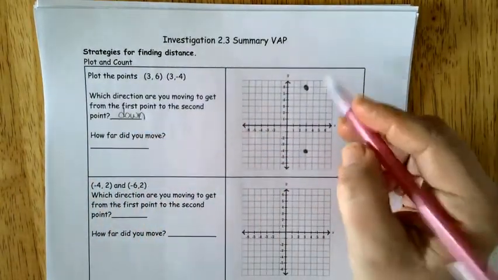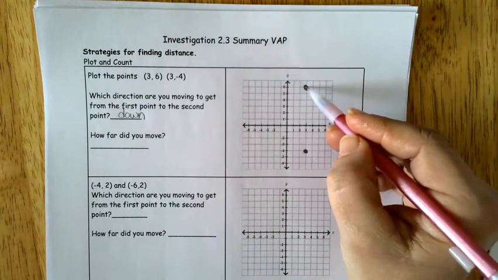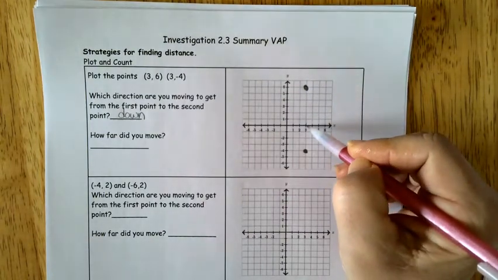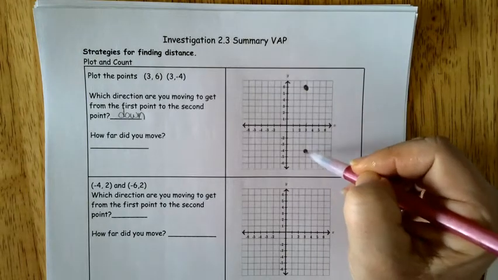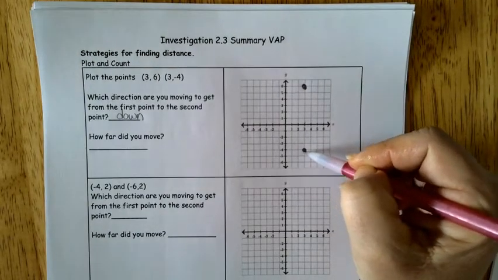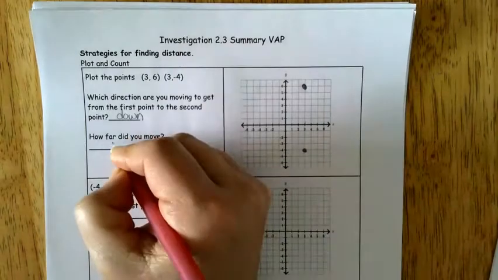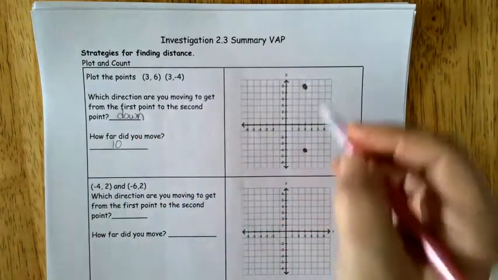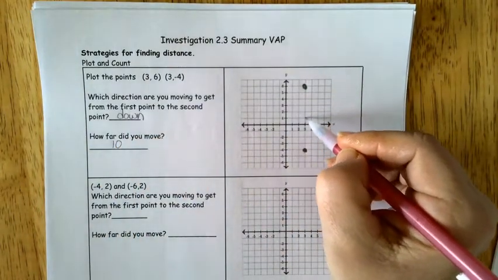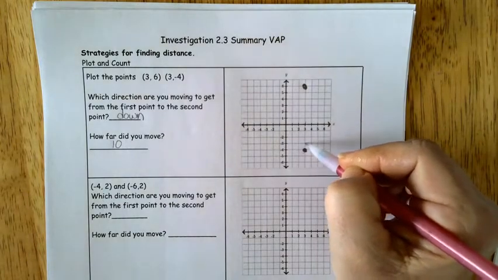Now, one way is just to say, well, how far did you move? Well, from here to my x-axis is 6. And then from 6 down to negative 4 is another 4. So I moved 10 places down. Or you could just count it. 1, 2, 3, 4, 5, 6, 7, 8, 9, 10.